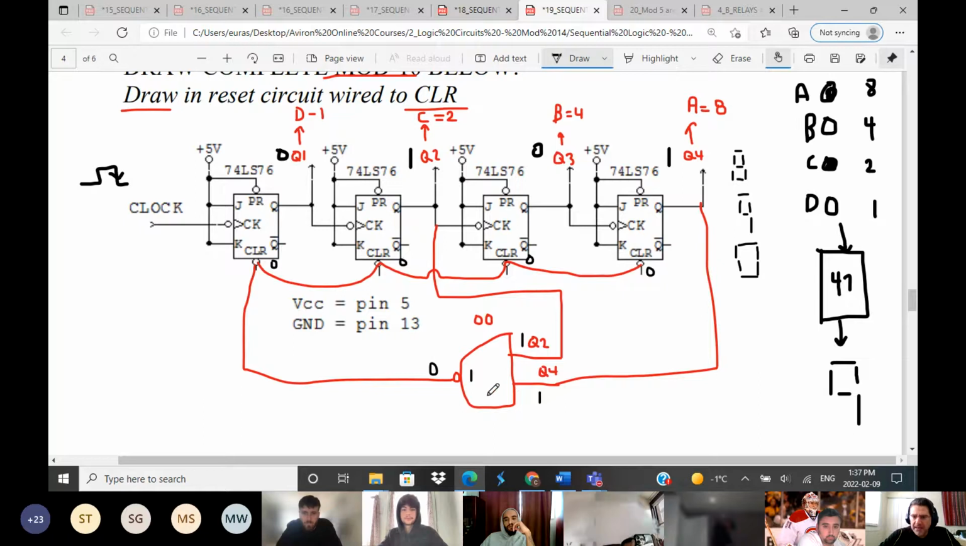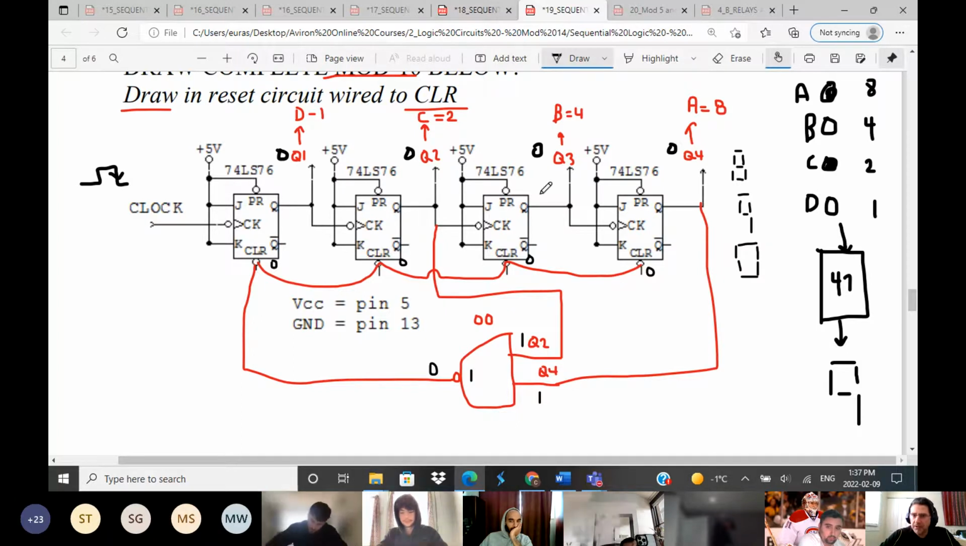Well, look at my NAND gate here. It's tied to Q4 and Q2. So Q4 is a 1. Q2, if I follow it, is a 1. The output of an AND would be 1. Inverted is a 0. 0 is ground. If I ground the clears on all the chips, what's going to happen? It's going to clear all the Qs to a 0, and it's not going to go any further. You're back at 0, 0, 0, 0.